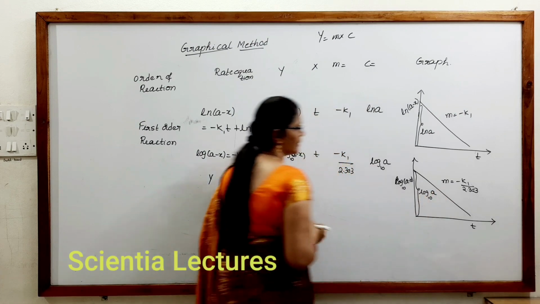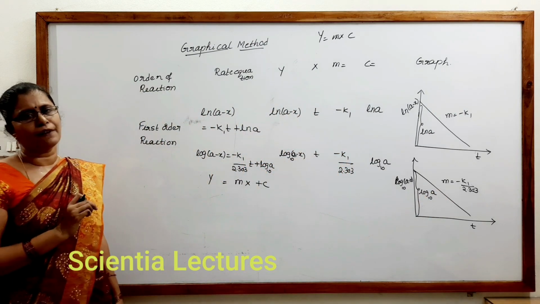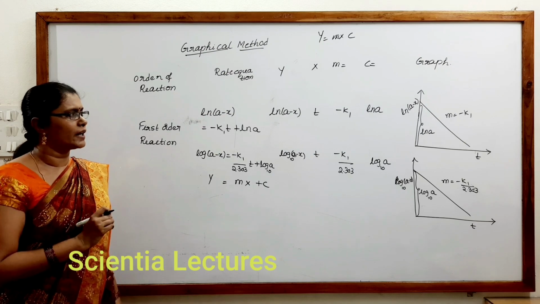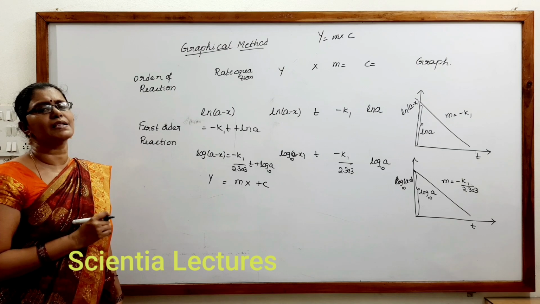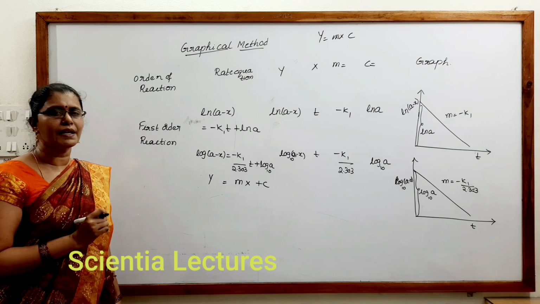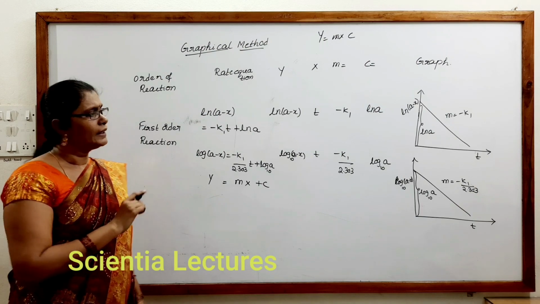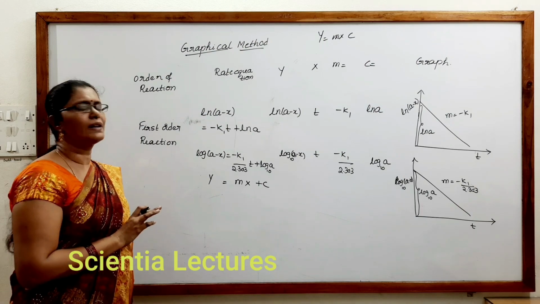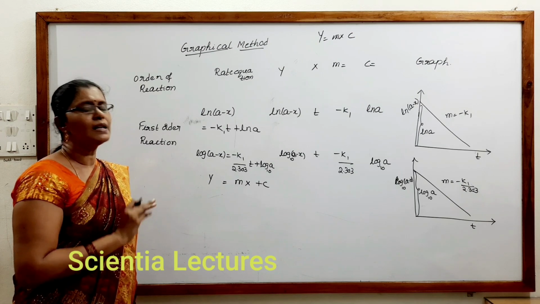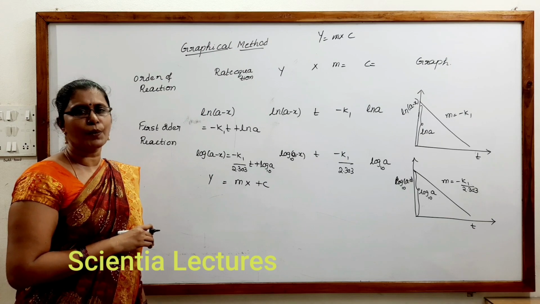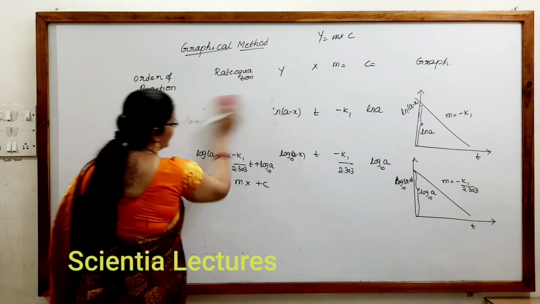log base 10 a. So remember, based on the graph given, you can identify the order of the reaction. If it is log base e (a - x) on the y-axis, the y-intercept is log base e a and the slope is -k1. On the x-axis, as usual, it is t itself. Now suppose it was given as log base 10 (a - x), then the y-intercept is log base 10 a and the slope would be -k1/2.303. So that is for a first order reaction.